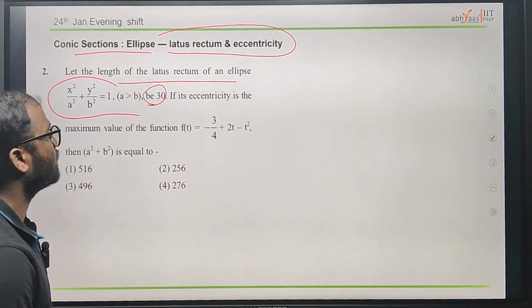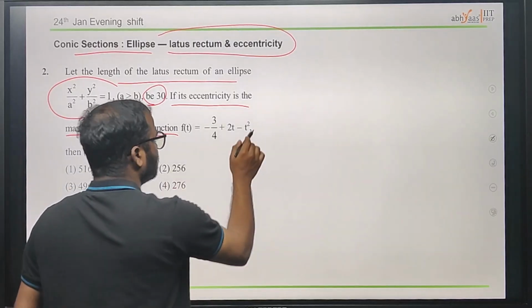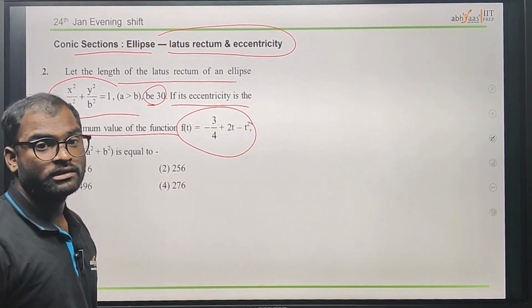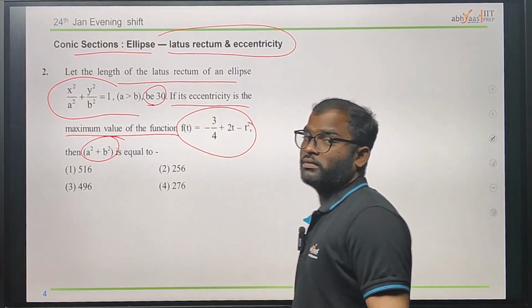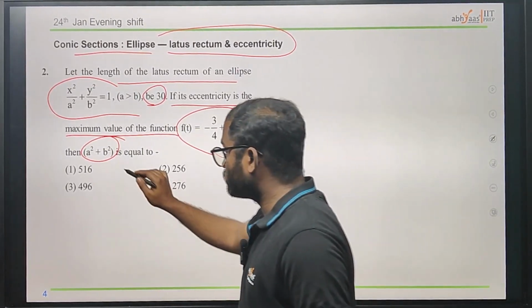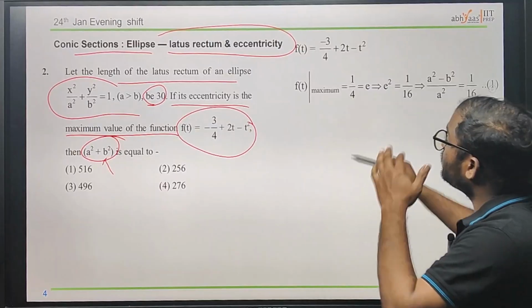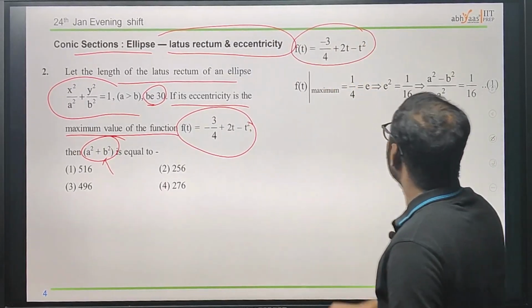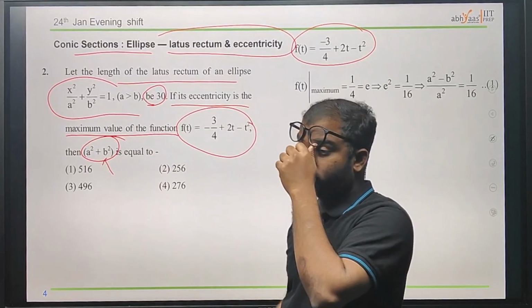They have already given the length of the latus rectum, and its eccentricity is the maximum value of the function. This function, they are saying, the maximum value of the function is the eccentricity. What is the value of a square plus b square? Now we need to find. Just taking the maximum of this condition, which is the eccentricity of this one. They have already said it is the eccentricity of that one.